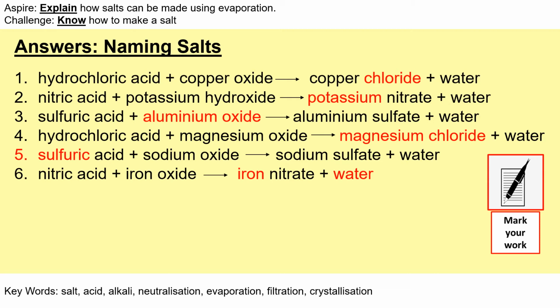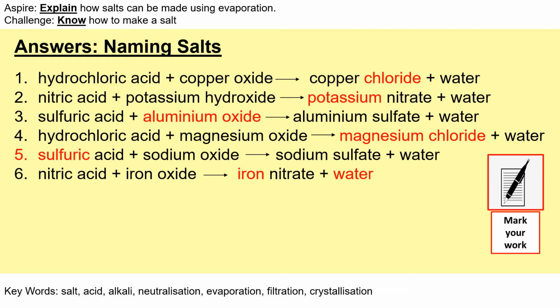The second one, nitric acid, will make us a nitrate salt, and the first part of the word comes from the alkali, which is potassium hydroxide. So nitric acid plus potassium hydroxide gives potassium nitrate plus water. Question number 3, sulfuric acid, that will obviously give us a sulfate salt, and the first word of the base is aluminium, so we'll get aluminium sulfate plus water when we react sulfuric acid and aluminium oxide together.